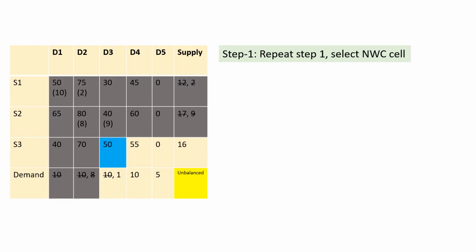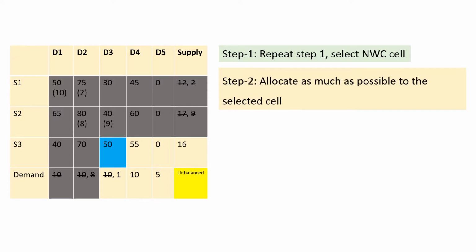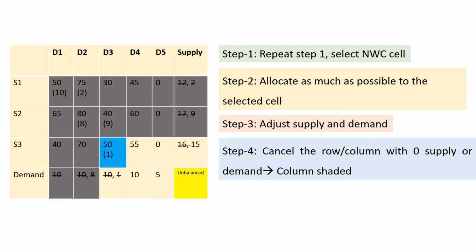So let's find out the northwest corner. The northwest corner for this table is this one, and then we have to allocate as much as possible to the selected cell. So we have to allocate 1 here, and we have to subtract 1 from 16. So here 15 remains, and this column has to be deleted because all the demands are allocated.